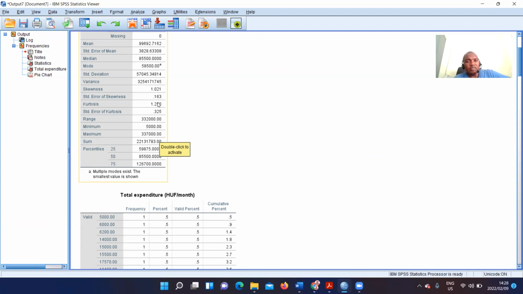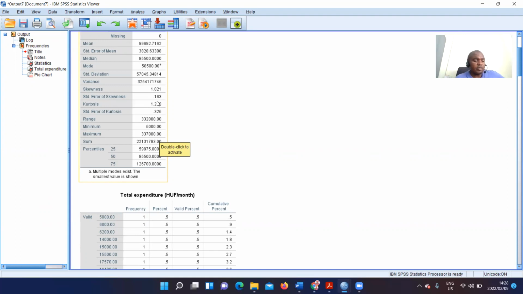So it means total expenditure is platykurtic. You can easily see this by plotting a histogram with a normality curve, which is what I'm going to do. So we're dealing with data which is platykurtic. We know if the distribution of a variable is flat, like a plateau, we say it is platykurtic.